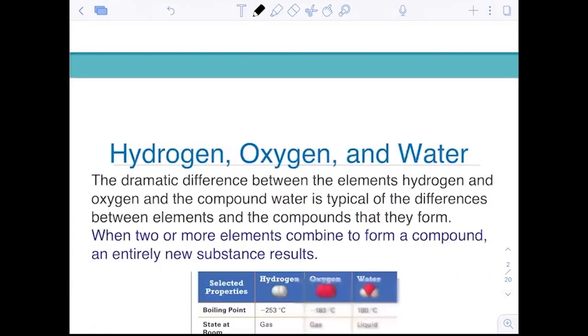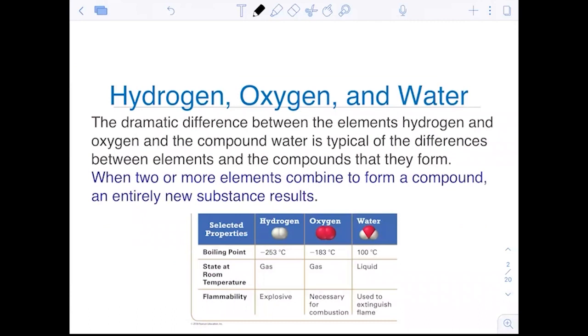The first thing that we want to explain is how are elements different than molecules, and how are they different from what we see on the periodic table and what we've spent so much time discussing in previous chapters. When elements react and form a compound, they are completely new substances. I love this example with hydrogen, oxygen, and water.